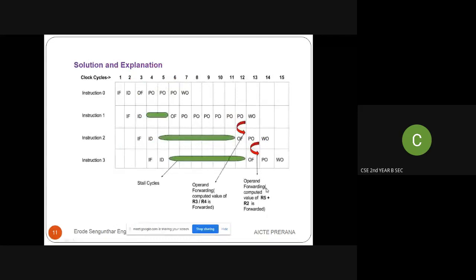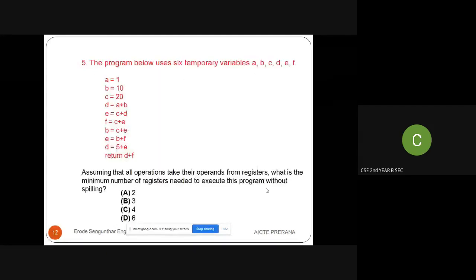Okay, next question. Consider the program below, which uses 6 temporary variables. You have come across swapping of numbers, right? Swapping of 2 numbers in Python or C++ programming means swapping the values of variables. If before execution A is 10 and B is 20, then after execution A will be 20 and B will be 10, right?